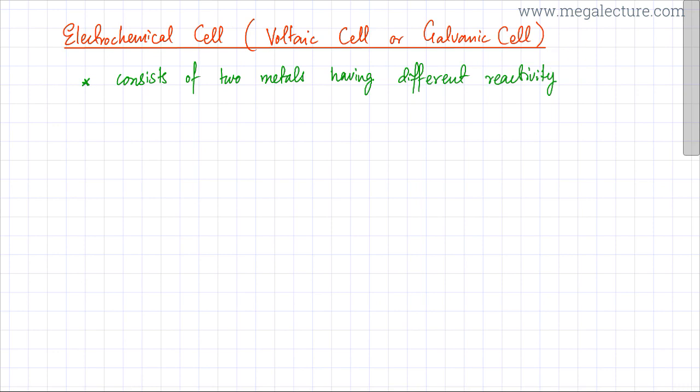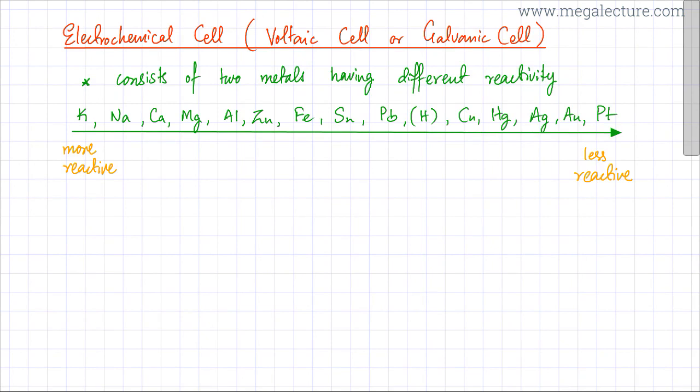And how would we figure out the reactivity of these metals? We're going to discuss briefly the reactivity series. If you remember the reactivity series, this here is the reactivity series. I've written it down. The metals on the left hand side are the more reactive metals, and the metals on the right hand side are the less reactive metals. So as you move from left to right, the reactivity of metals decreases.